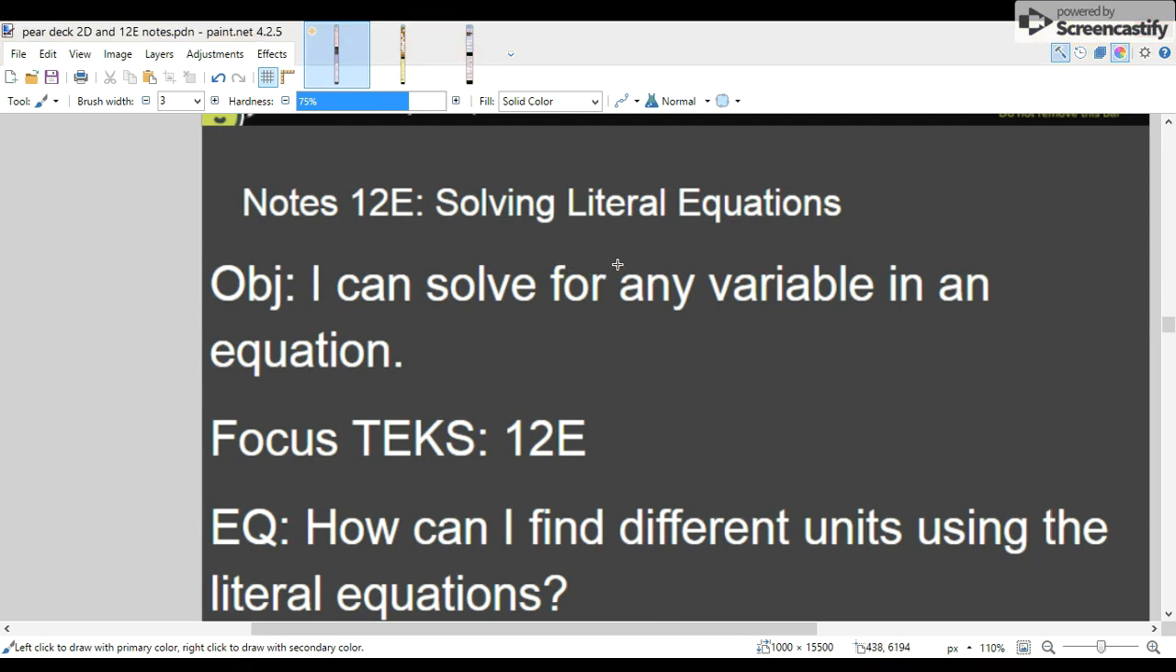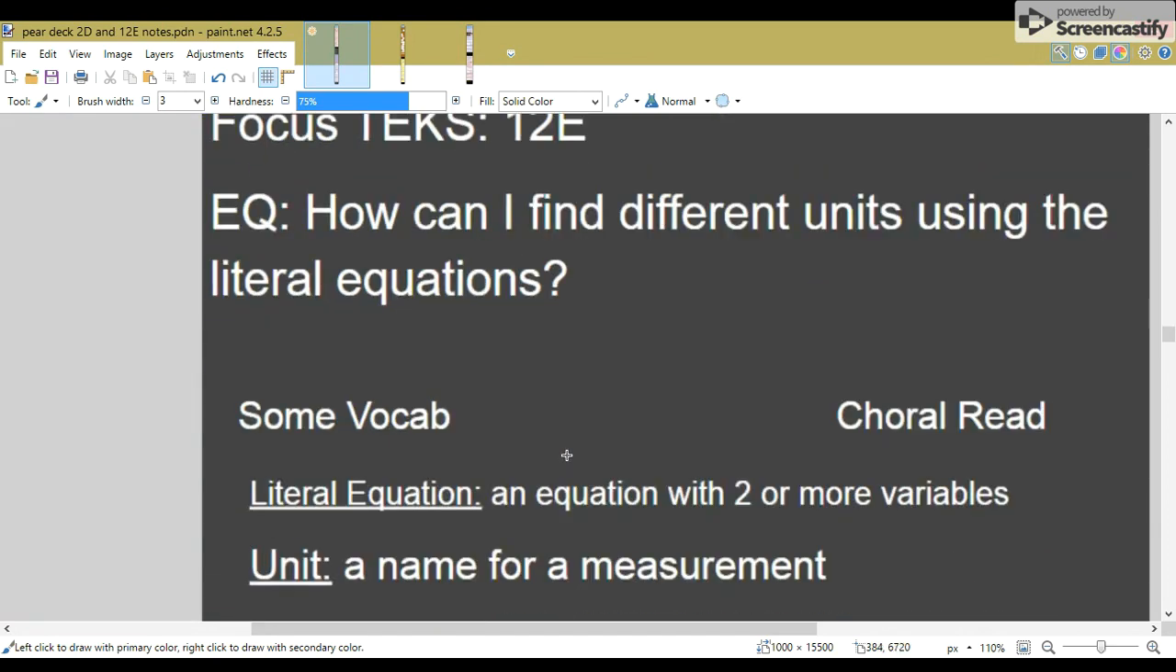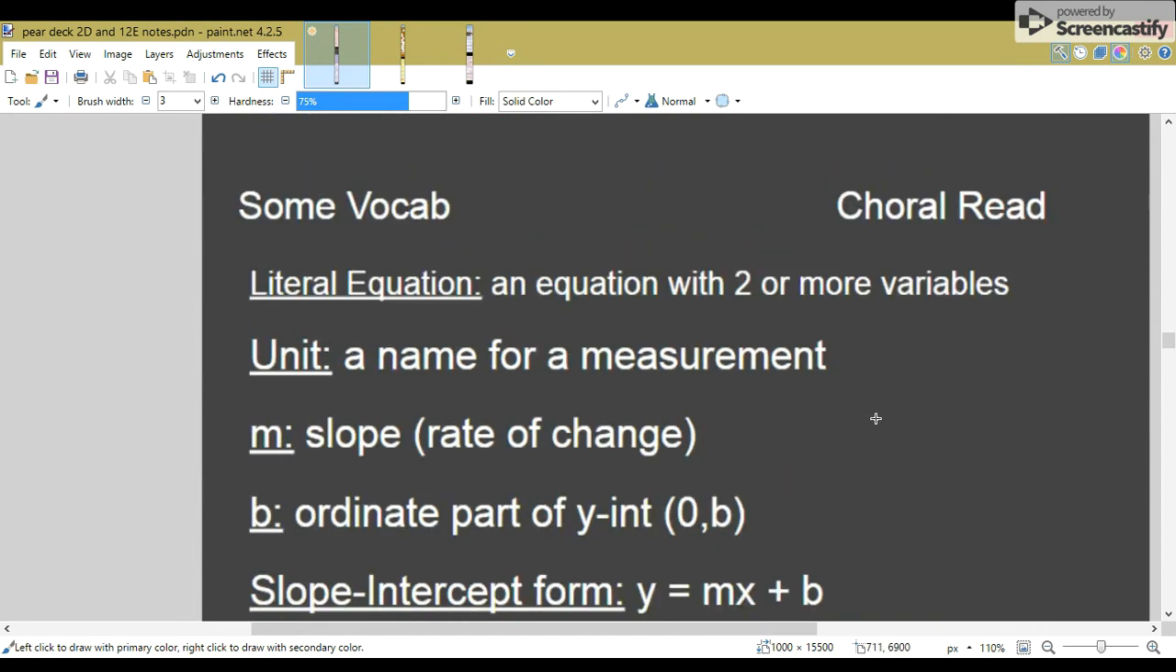Notes 12E. Solving literal equations. Get your Pear Deck foldable and write down the objective and essential question. Objective. I can solve for any variable in an equation. Essential question. How can I find different units using the literal equations? Here's some vocabulary for this.